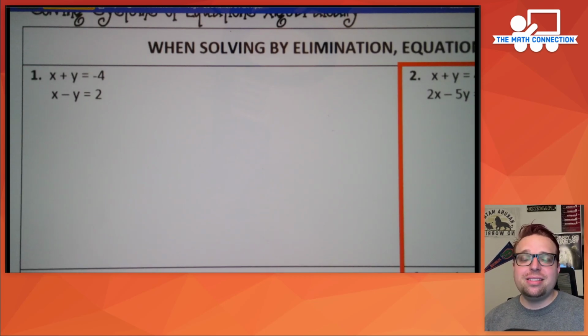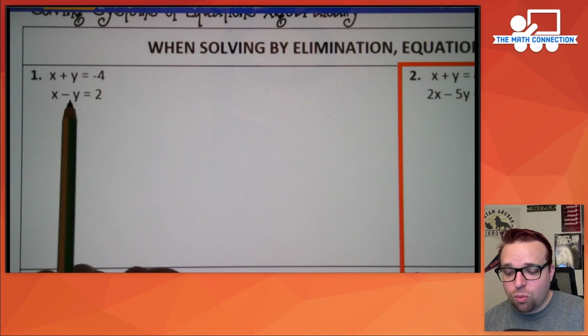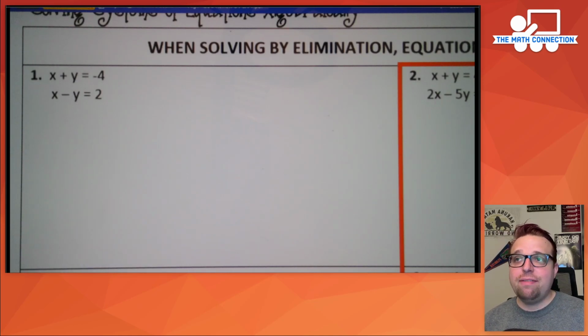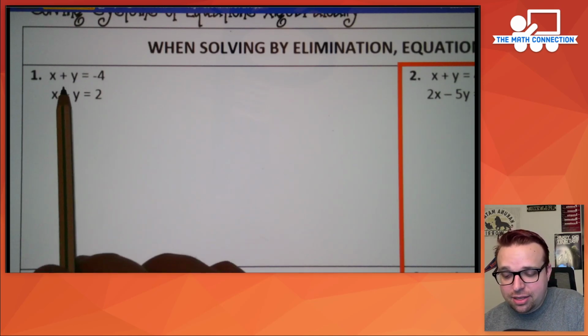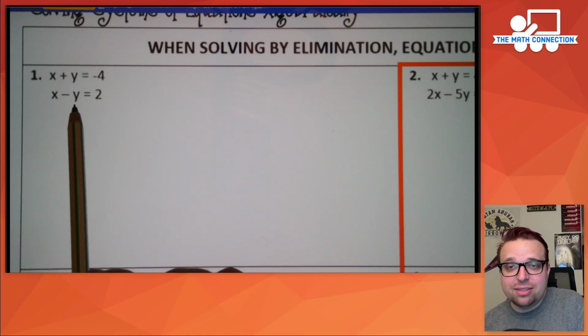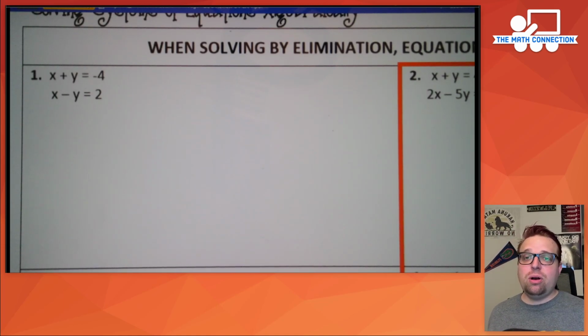And remember, you might have to multiply the top equation by something, or the bottom equation by something, or both of the equations by something in order to get one of the variables to cancel out. On number 1, there's really nothing we have to do, because if you look at this, a plus y and a minus y cancel each other already. So we don't have to do anything. This equation is already done for us.